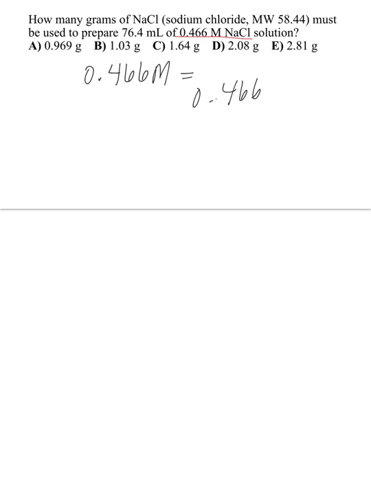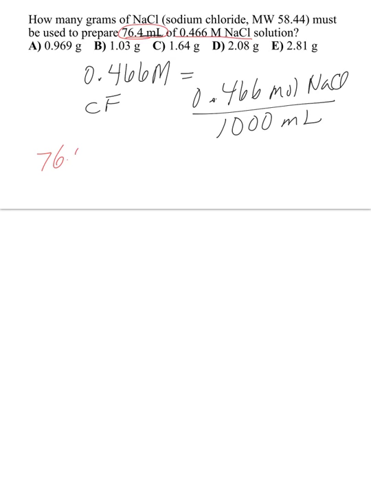0.466 mole of sodium chloride. And since we're dealing with milliliters, just go ahead and put that over 1,000 milliliters. That's your conversion factor. And then you can start with a given. And remember, a given is not a conversion factor. A given is a number with a unit by itself. So you can say 76.4 milliliters of sodium chloride solution.